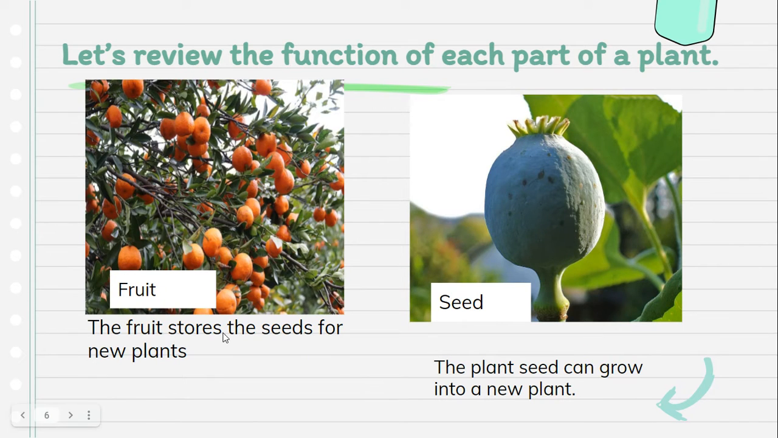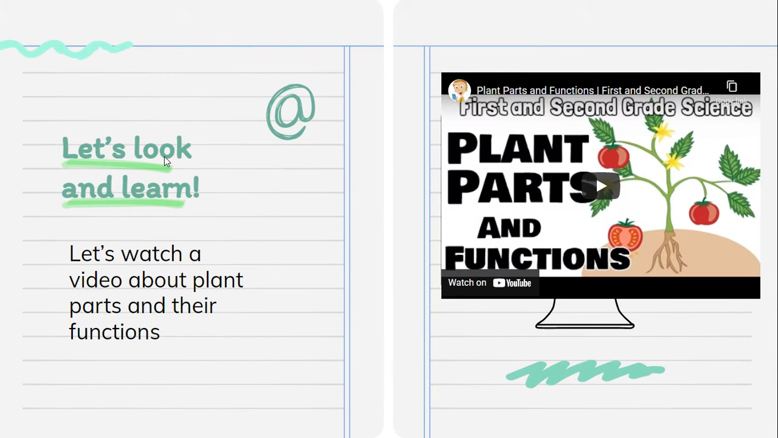This is the fruit. The fruit stores the seeds for the new plants. And then this is the seed. The plant seed can grow into a new plant. Let's look and learn. Let's watch a video about plant parts and their functions.